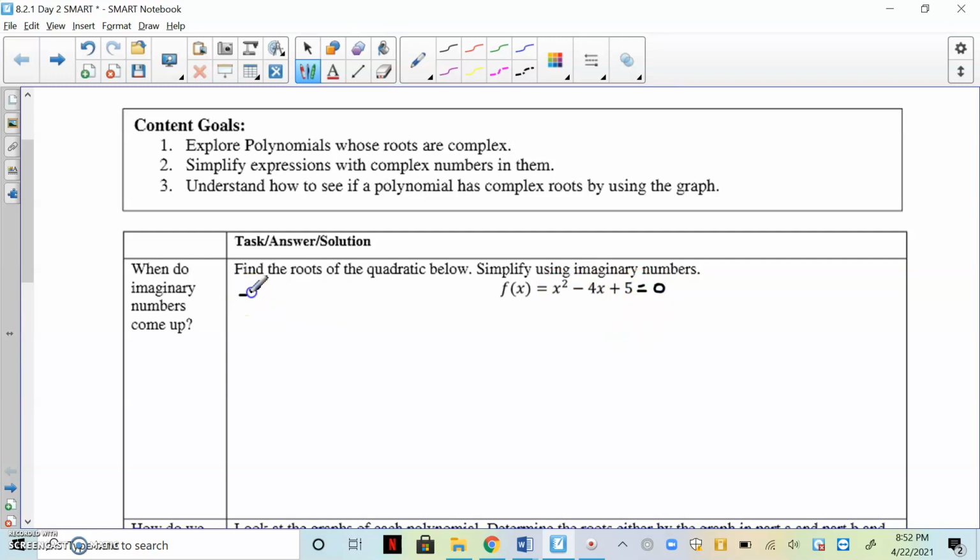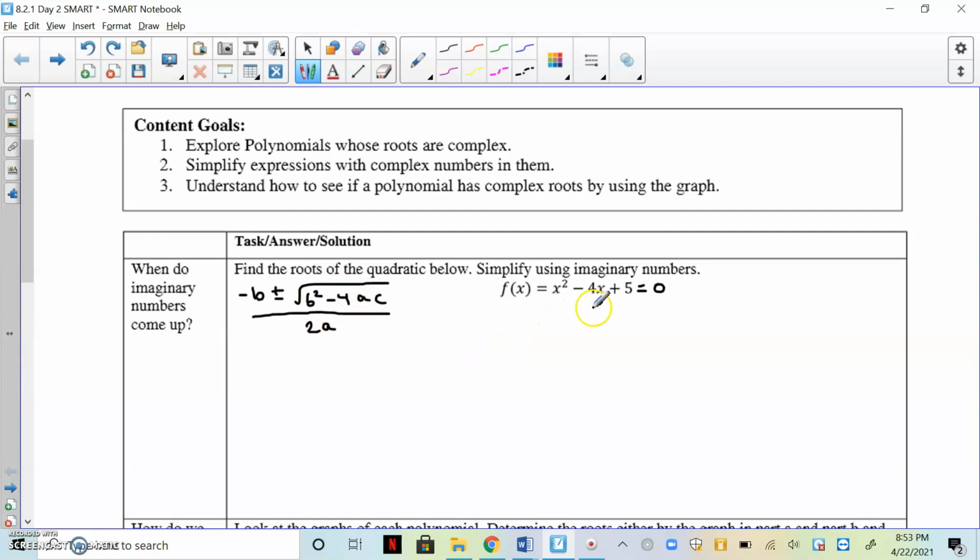So to remind you, the quadratic formula was opposite of b plus or minus the square root of b squared minus 4 times a times c, all over 2a. Okay, hopefully you guys remember this from last semester, and if not, you can go back and watch old videos or just relearn it.